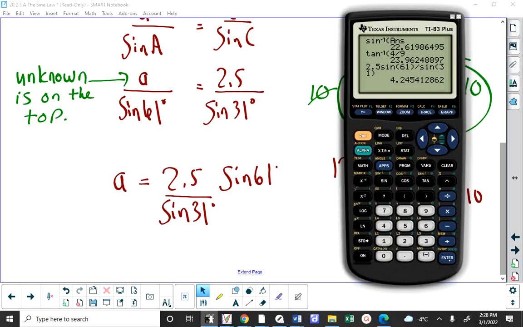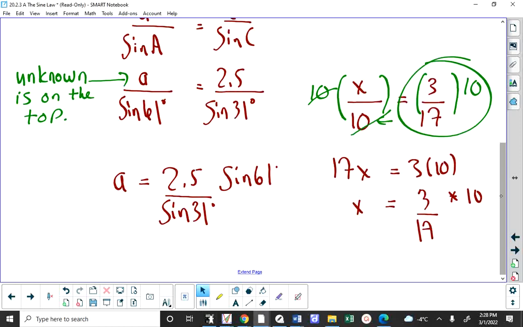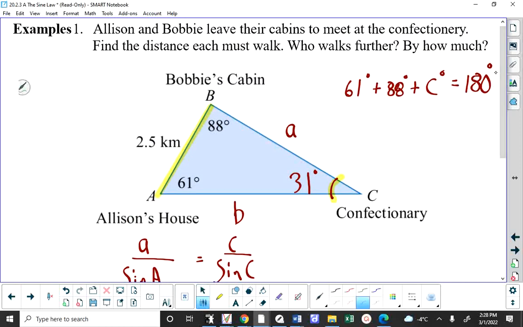So this is the answer, well, not the answer, this is side A, 4.245 kilometers. Any questions on finding A? Okay, we're going to rinse and repeat here and find B, that's all.